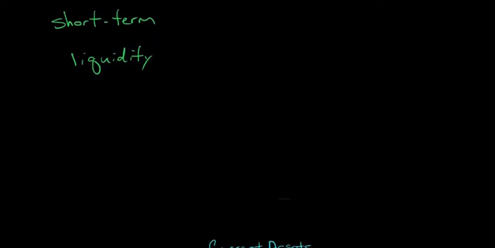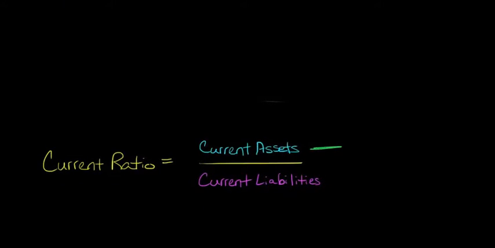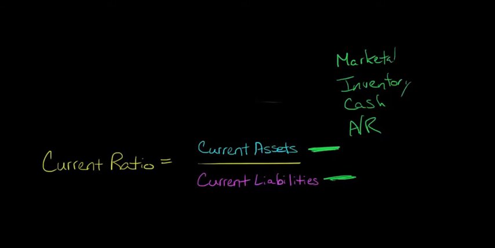So let's just get to the nitty-gritty and look at the formula for computing the current ratio. In the numerator, we have current assets, and in the denominator, we have current liabilities. When we think about the things that are included in current assets, we're going to have things like accounts receivable, cash, inventory, and maybe the firm has some kind of short-term or marketable securities. These are the common things that we would find in current assets.